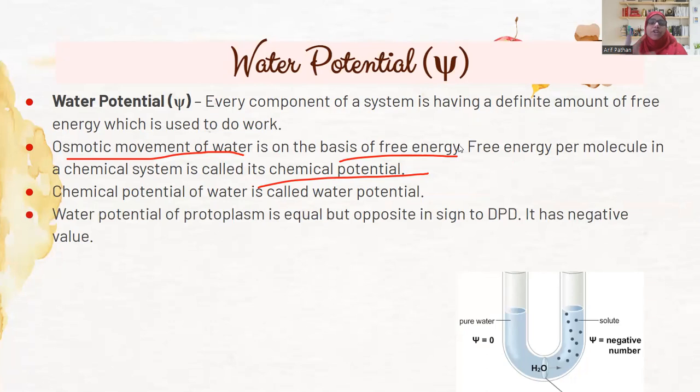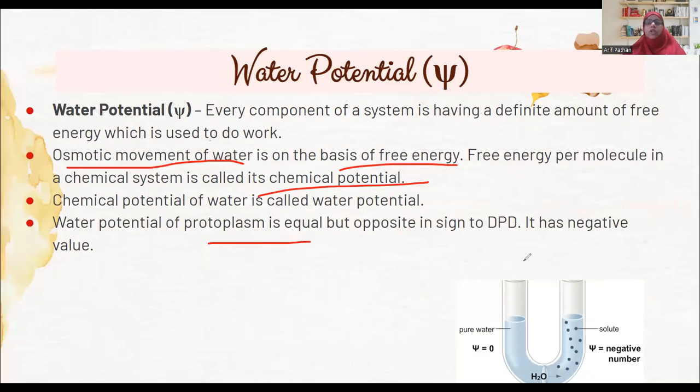When you talk about a plant cell, the water potential of the protoplasm will be equal to the diffusion pressure deficit. That is, how much water is required to swell up the cell. So that will be equal to the water potential of the protoplasm, but opposite in sign. That is, this water potential will have a negative value.